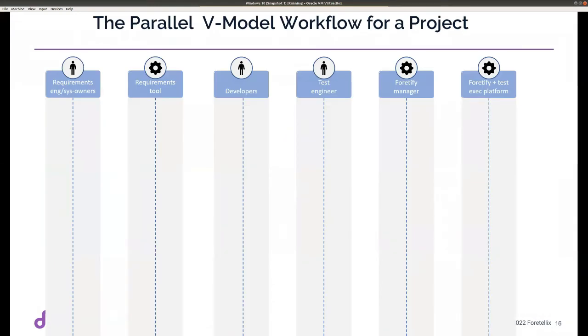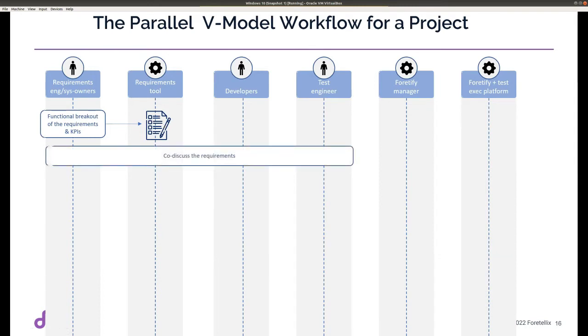Let's go into more detail on the various individuals, how they're going to use the tool, and in what order. So here are the requirements. Engineers or the system owners are going to start with the requirements, breaking down the requirements and the KPIs that they need, and place that in their favorite requirement management system. The next step should be a discussion among everybody involved: the requirements people, the developers, the test engineers. They are all discussing the requirements. This is an educational process. They all need to be aware of the goals, each one bringing their own perspective into the requirements.